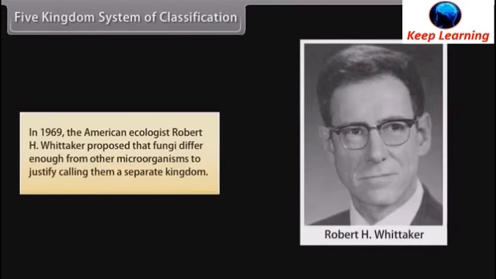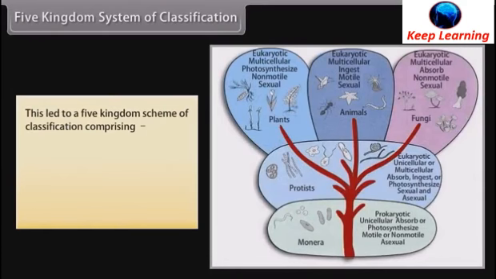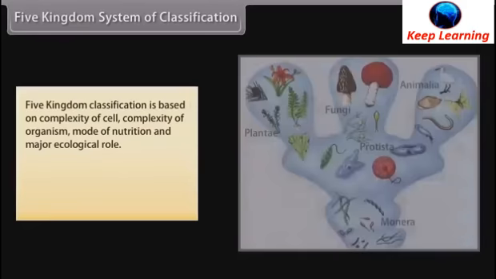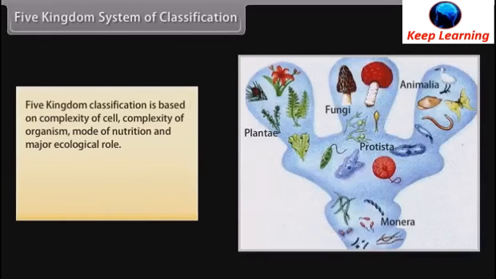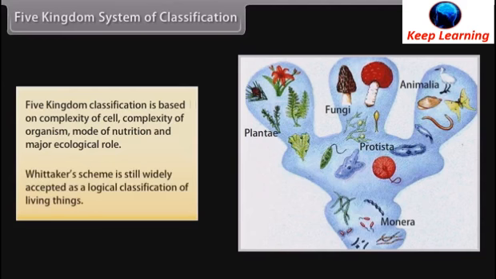Five-kingdom system of classification. In 1969, the American ecologist Robert H. Whittaker proposed that fungi differ enough from other microorganisms to justify calling them a separate kingdom. This led to a five-kingdom scheme of classification comprising Monera, Protista, Fungi, Plantae, and Animalia. Five-kingdom classification is based on complexity of cell, complexity of organism, mode of nutrition, and major ecological role. Whittaker's scheme is still widely accepted as a logical classification of living things.